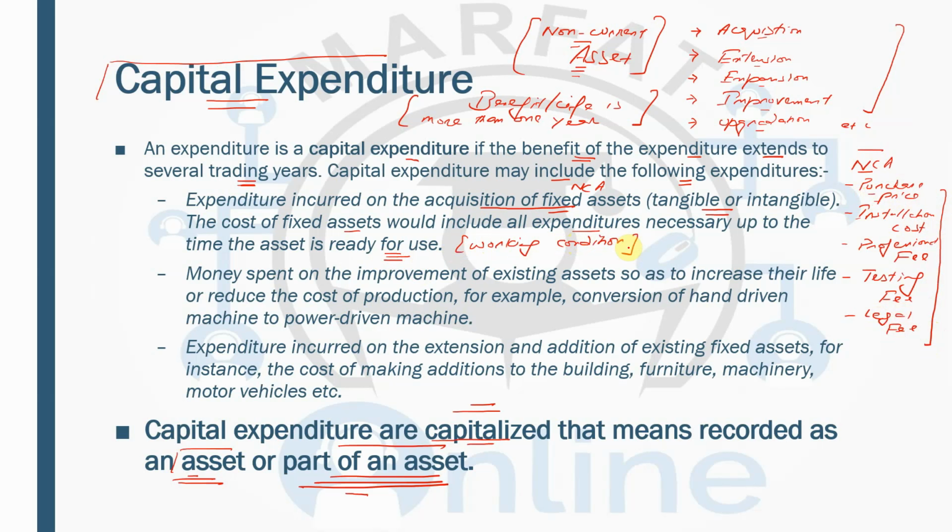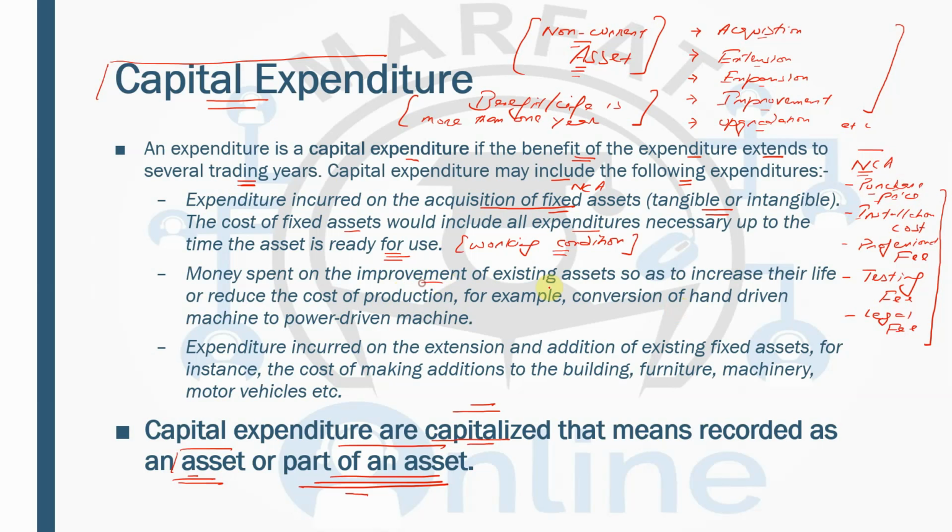Let's take a simple example. What if someone asks you to sell this non-current asset? Are you going to sell it simply at the purchase price? No. You will say, look, I have paid the professional fee, I have paid the legal fees, I have paid the installation cost, so you have to pay me this as well. So all of the expenditure which you have incurred to bring the asset into working condition is going to be part of the asset as well.